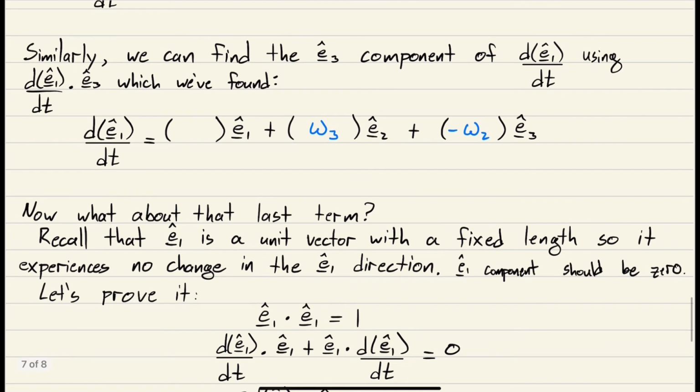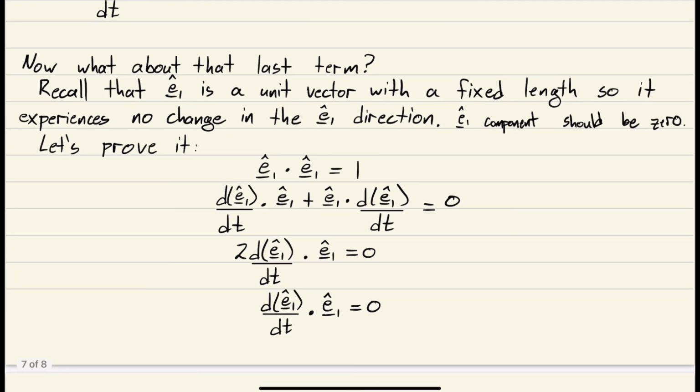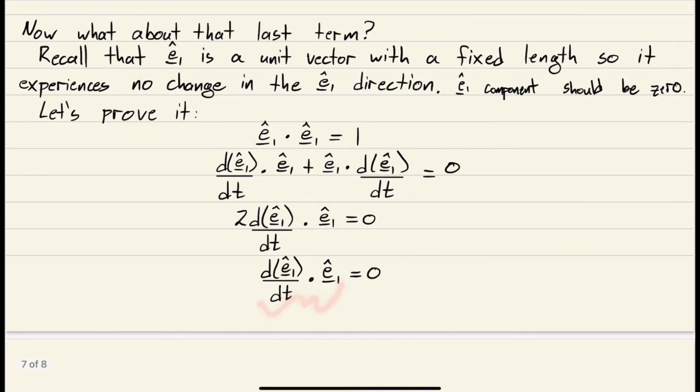Now, what about the last term? Recall that E1 is a unit vector with a fixed length. So it experiences no change in the E1 direction. The E1 component should be 0, right? Because it's not changing length. But let's prove it just to show it. E1 projected into the E1 direction. We do the product rule, and we'll end up with 2 dE1 dt dotted with E1 equals 0. So the dot product in the E1 direction is 0.